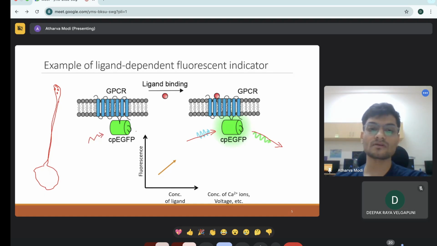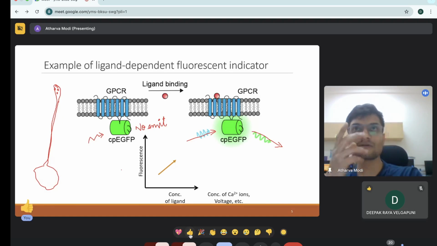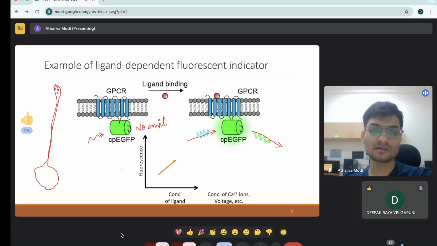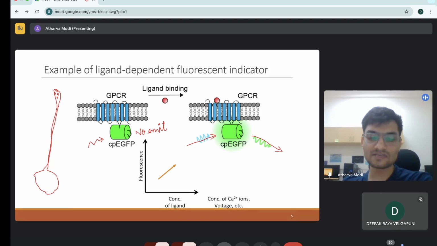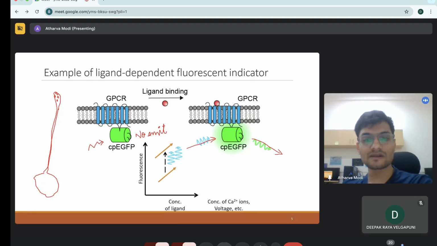Okay, so no emission. So that ligand binding is very important to emit some. Yes, that makes it a sensor for this particular ligand. Now, as Deepak also pointed out, the light we are shining matters, so the fluorescence is also a function of light. The more light we shine, the more fluorescence we get.